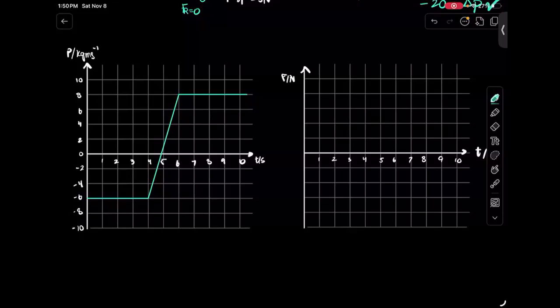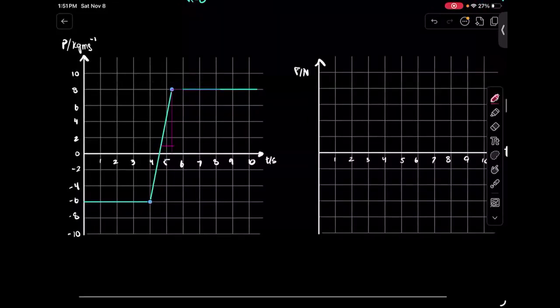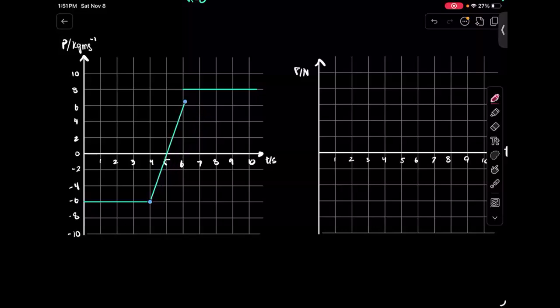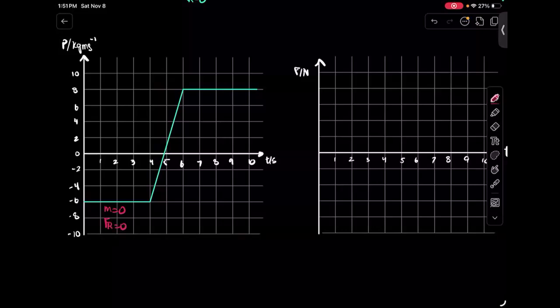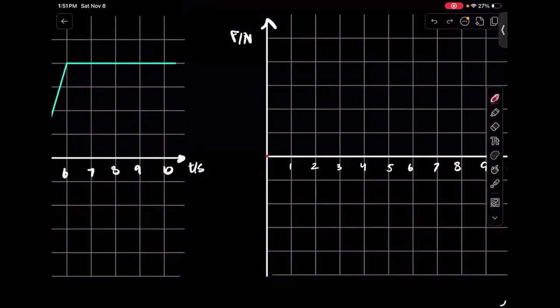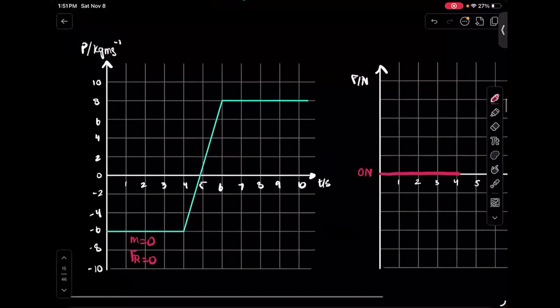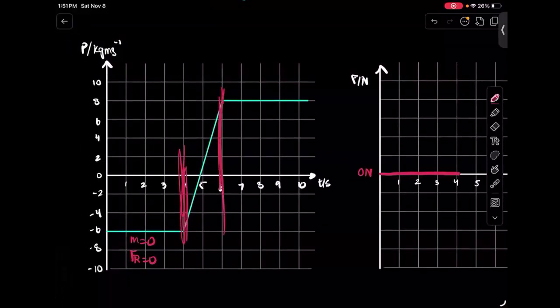Now let's check. For the first 4 seconds, there was no force, right? Because the gradient is 0. Resultant force is 0 from 0 seconds to 4 seconds. So that means 0 Newton. Then from 4 seconds to 6 seconds, there was a change in momentum. That must mean there is a resultant force acting for this sloped line.